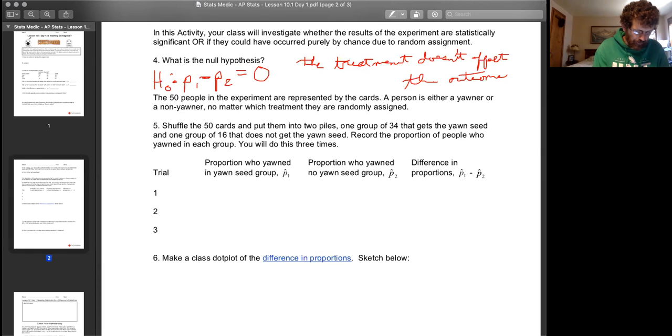34 of them got, so I'm not talking about the proportion right here, but the number, this group, I'll put n sub 1 because it's for proportion 1. The number who got this was 34 people. And the number who were in this group was 16 people. So we know that that's the distribution of who got the yawn seed versus who didn't.